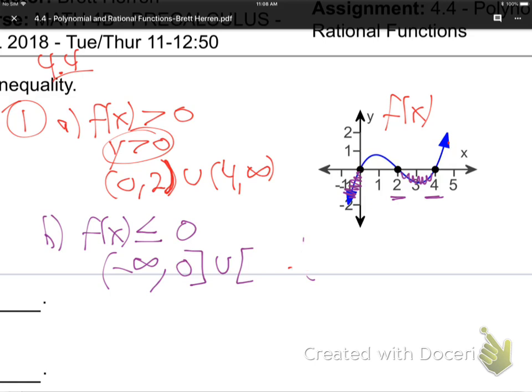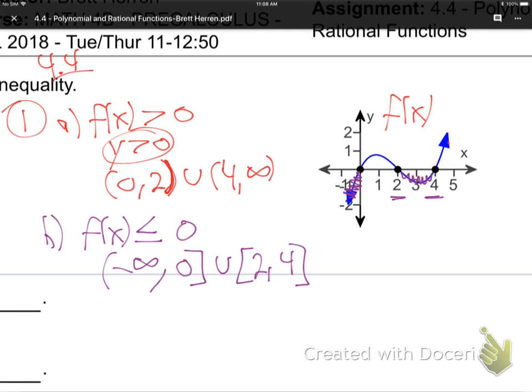So, 2 to 4. There we go. Everybody good with that? Makes sense so far? That's pretty much what it's all about today, except in a few minutes, there's going to be no more pictures. We're going to have to do all those steps to get our own picture.